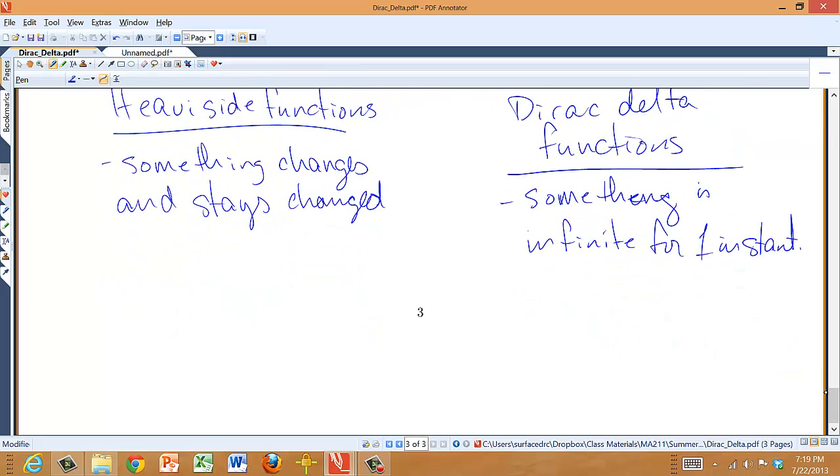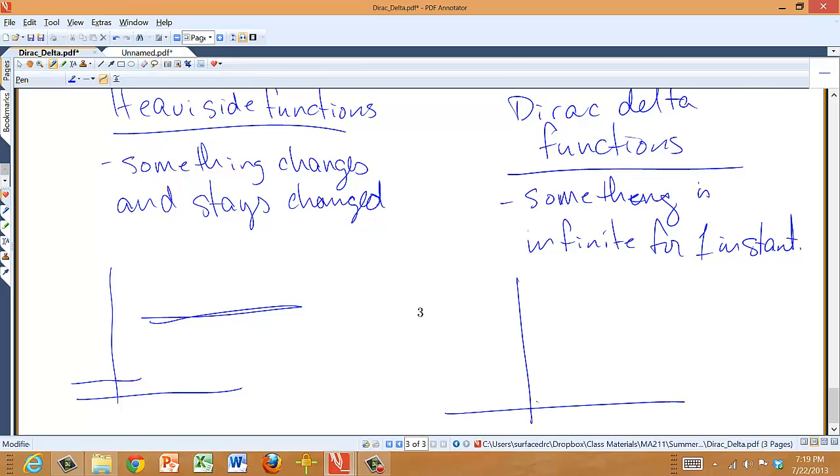So for the graph of a Heaviside function, you should be thinking of the graphs of the functions you want to represent. Something will have a certain value, and then after that it'll have some other value. With a Dirac delta function, something will have some value, it'll turn infinite for a second, and then be back to its original value. So these are the two kinds of graphs you need to be thinking about. And that's it.